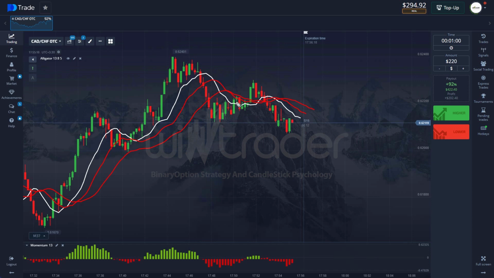For selling position, when the white line crosses the other two lines downwards and the momentum indicator changes from positive area to negative area, which means it changed color from green histogram to red histogram, we enter a sell position. Okay? Pay attention to the example.